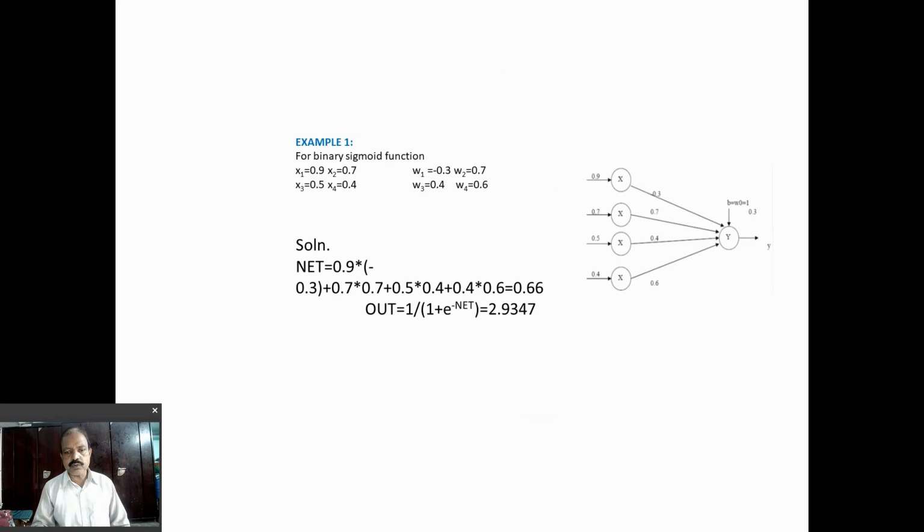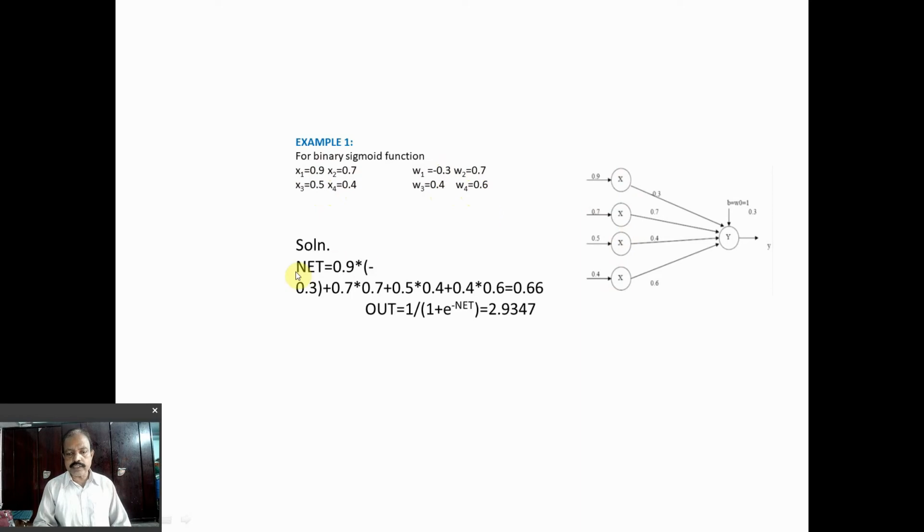Let us take an example. In this example, we will be able to understand all these things. Let us take a small network here. I have taken x1, x2, x3 and xn, but I am taking 4 inputs. So x1 is equal to 0.9, x2 is equal to 0.7, x3 is equal to 0.5 and x4 is equal to 0.4. And here w1 I have taken minus 0.3, w2 is equal to 0.7, w3 is equal to 0.4 and w4 is equal to 0.6.